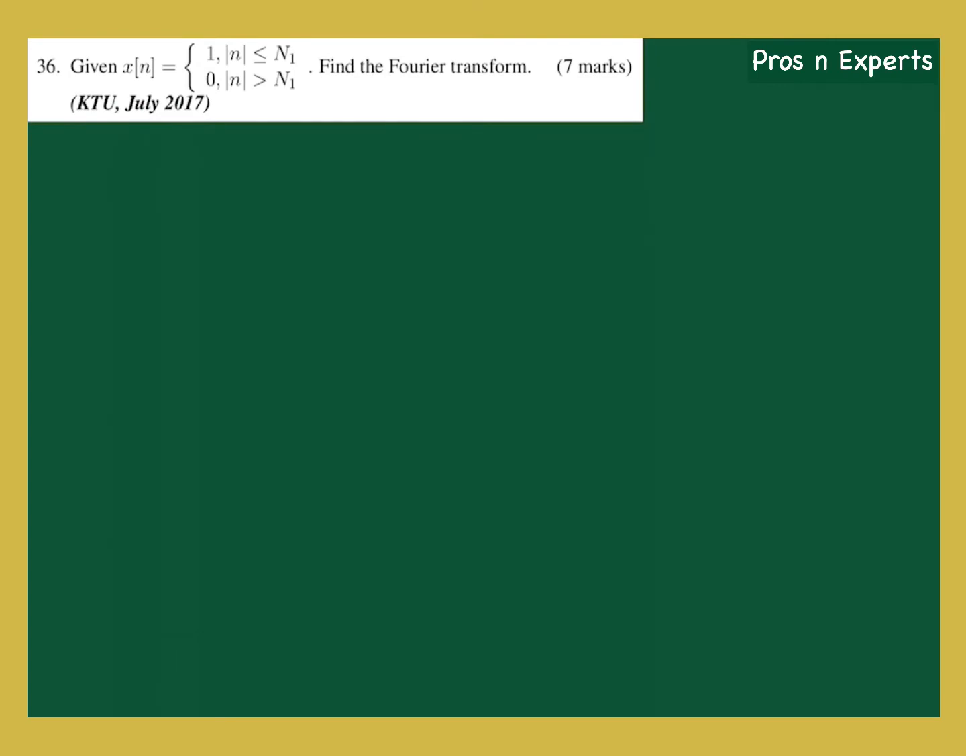Okay, the next question is, given x of n equal to 1 for mod n less than or equal to n1 and 0 otherwise, find the Fourier transform. So the question is to find the discrete time Fourier transform, DTFT, of x of n, because this is a discrete time and aperiodic signal.